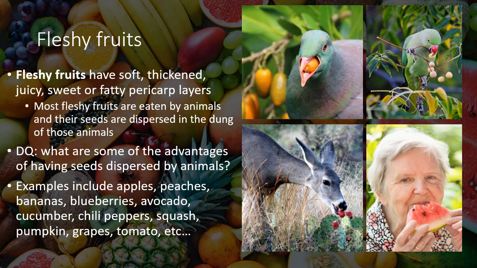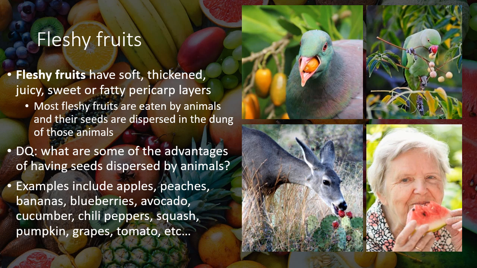The first fruits, and probably the fruits we're most familiar with that we will discuss today, are the fleshy fruits. So fleshy fruits are those with a soft or thickened, juicy, sweet, or fatty pericarp layers. Remember, the pericarp, that's the ovary wall. It's composed of the endocarp, mesocarp, and exocarp.